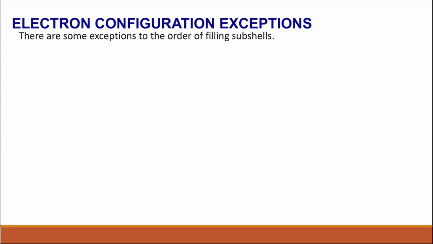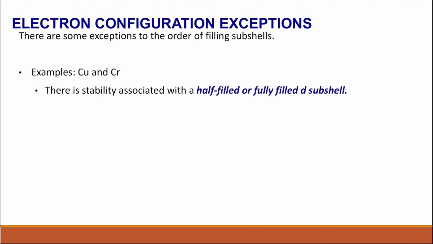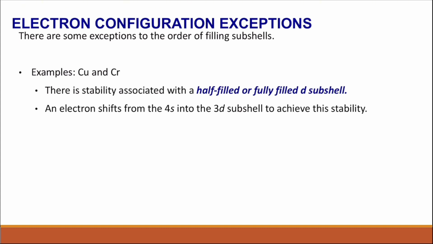There are some exceptions to this rule, copper and chromium. There are exceptions for filling the subshells because there is stability associated with a half-filled or fully filled subshell, especially in the d subshell. So an electron shifts from the 4s into the 3d subshell to achieve this stability. For copper, the expected electronic configuration would be argon, then 4s2 and then 3d9.